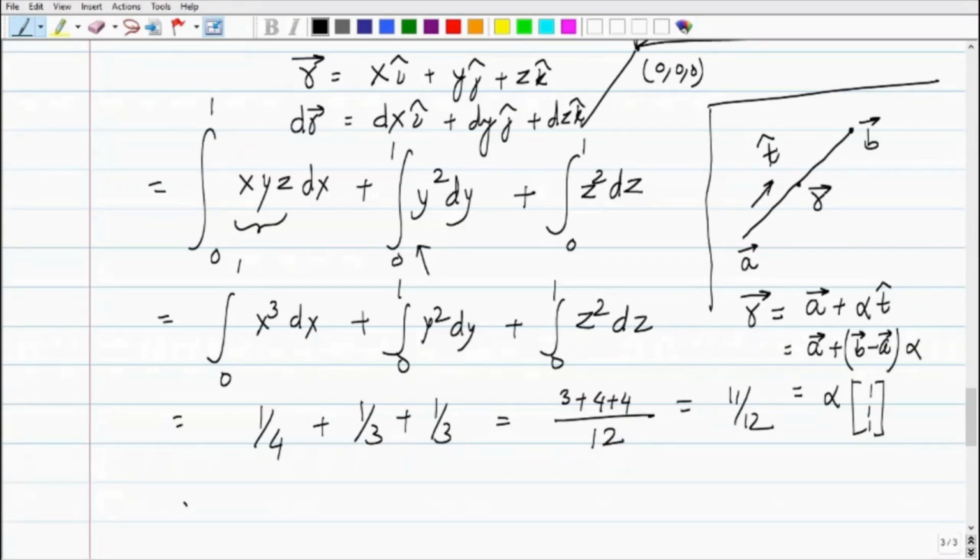So what is then dr? dr is then simply d alpha into 1, 1, 1. Also, based on this parameterization, it tells us that x is equal to y is equal to z is equal to alpha, isn't it?